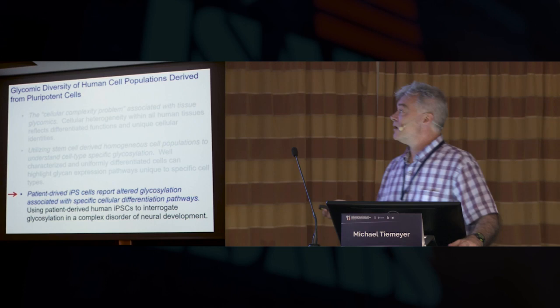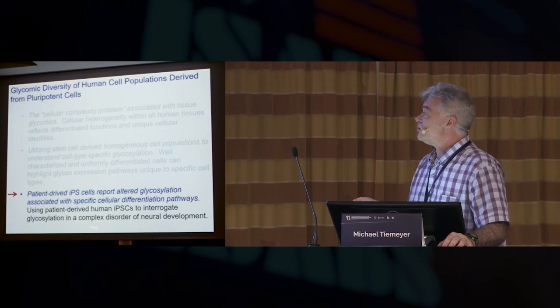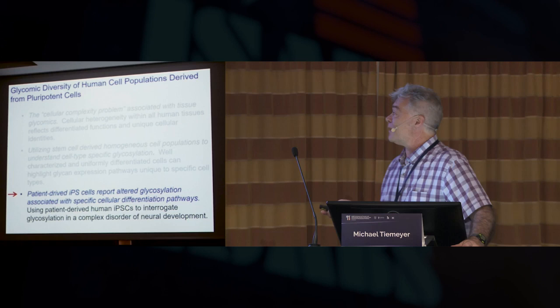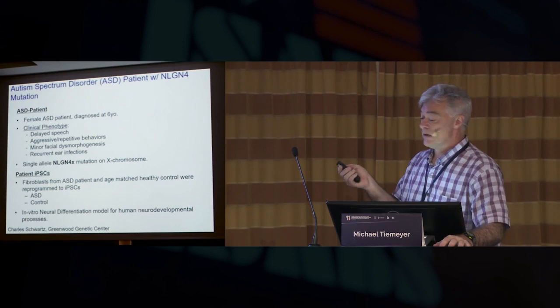And so I'm going to talk about a patient-derived induced pluripotent stem cell line we've been working on to understand how glycosylation changes in a relatively complex neural developmental disorder. The disorder that we've been working on is an autism spectrum disorder in which patients have a mutation in a gene called neuroligin 4. I'll show you what that is in a second.